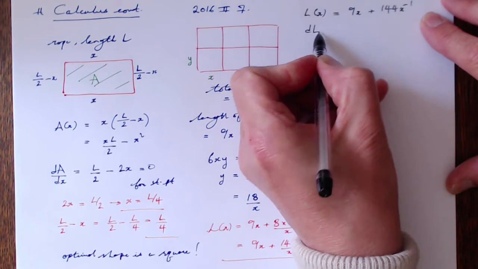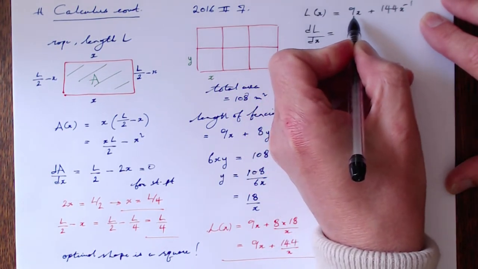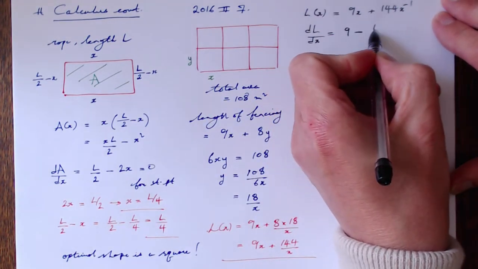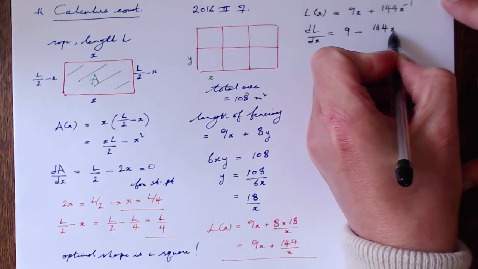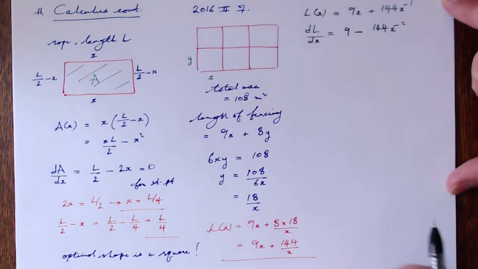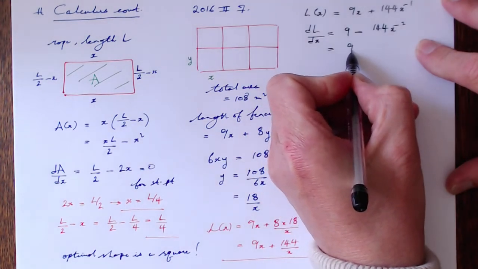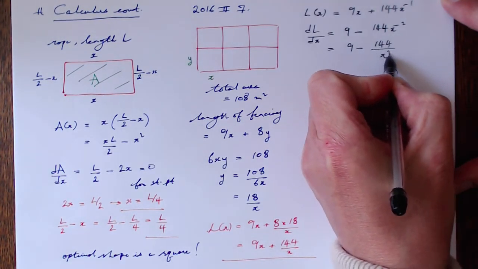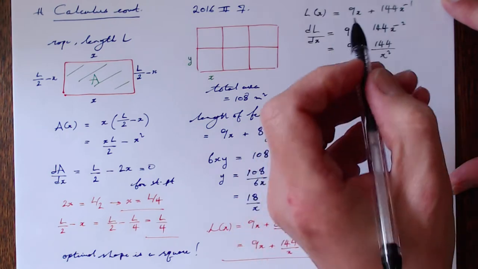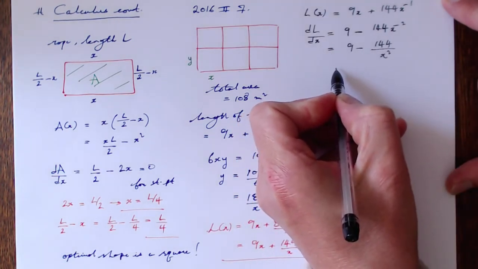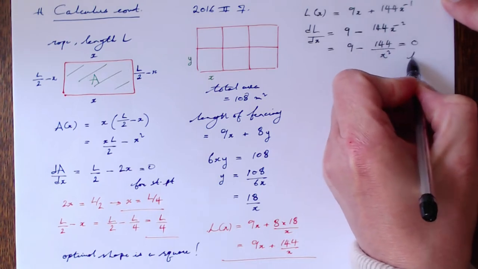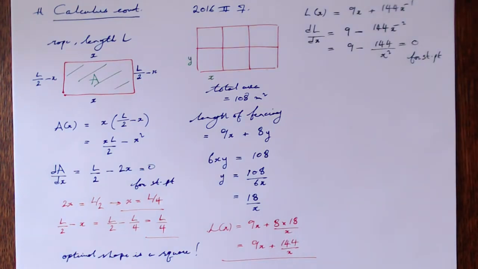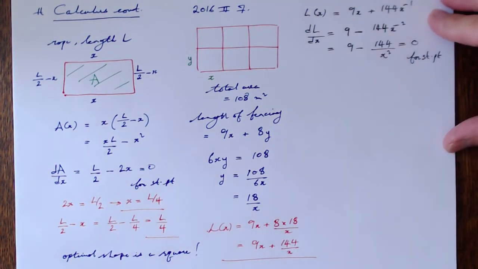So differentiating this, then we have dL by dx is 9, the derivative of 9x is 9, and then we have minus 144 x to the minus 2. And let me just write that in a nicer way, taking that x to the minus 2 and writing it as 1 over x squared. This is the derivative, and we want to set this equal to 0 for the stationary point. So let's now solve this equation for x.